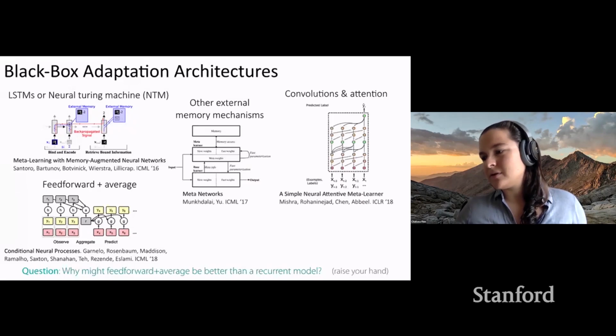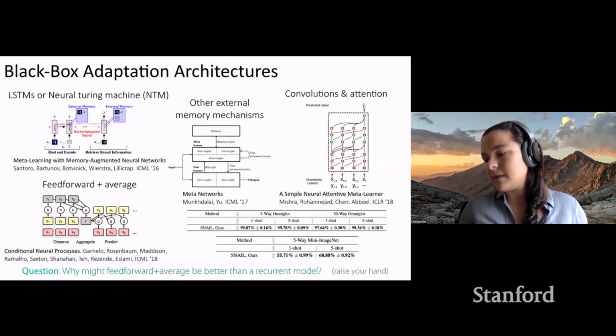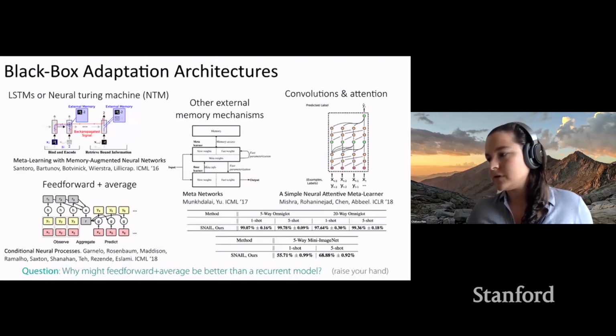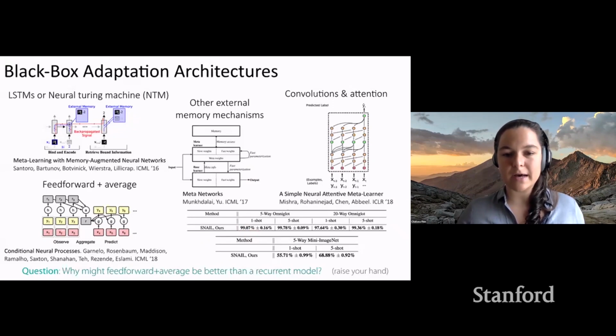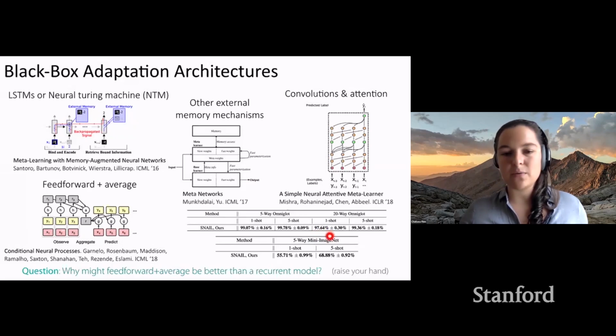And then there's also other external memory mechanisms. People have used temporal convolutions, and these kinds of architectures have shown strong performance on different problems. So for example, this model that uses attention and convolutions is able to get around 99% accuracy on 5-way Omniglot and around 97% accuracy on 20-way one-shot Omniglot.